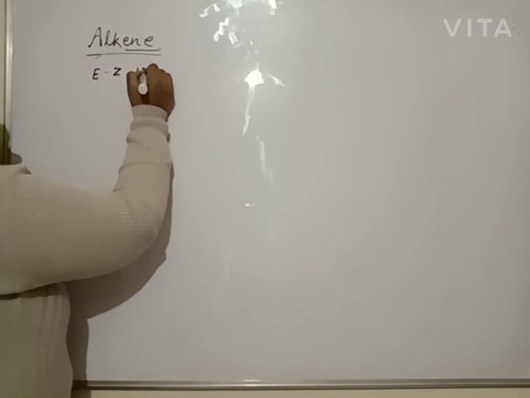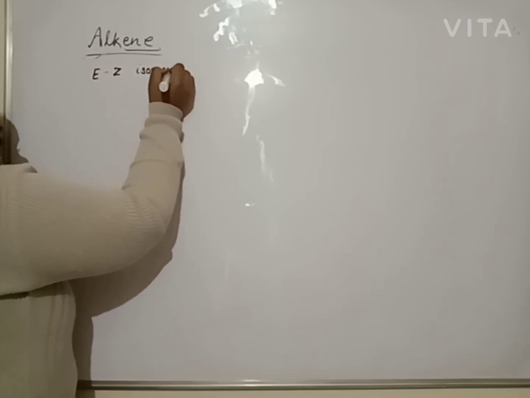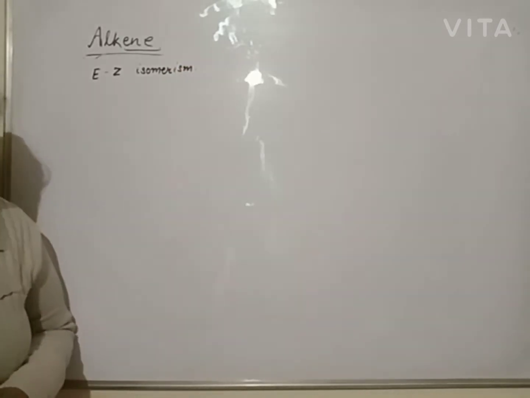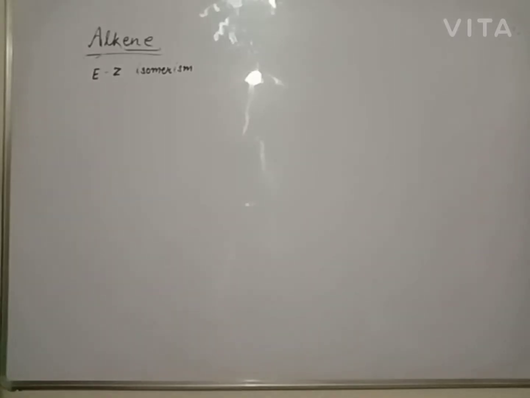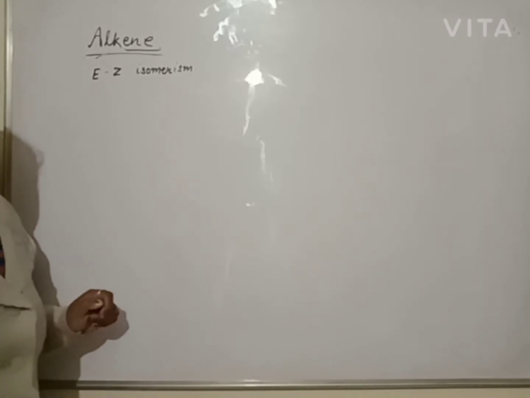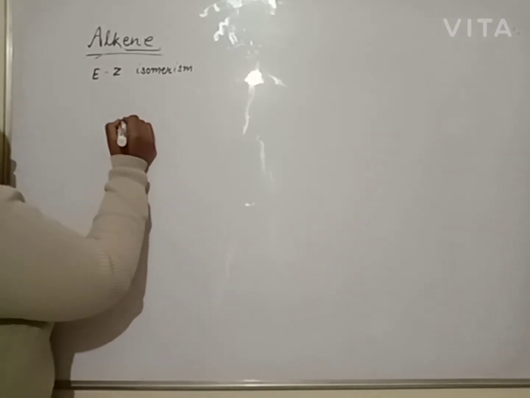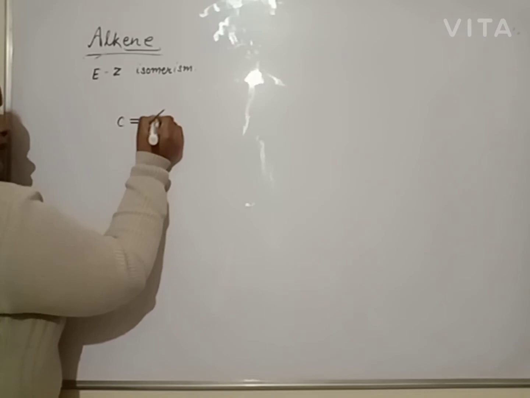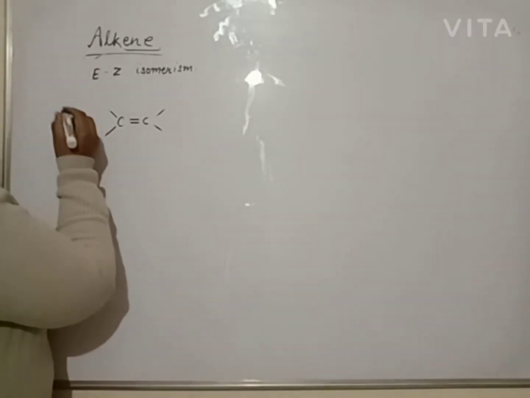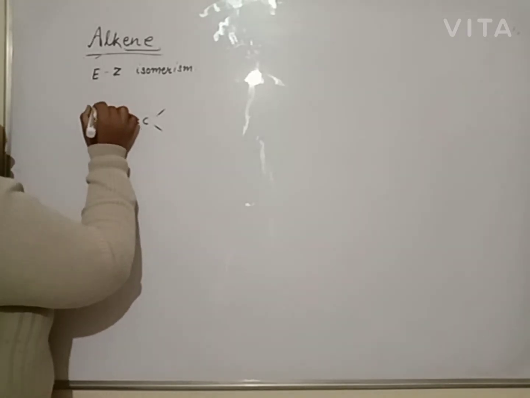EZ isomerism or EZ configuration. Beta, if all the 4 atoms or group of atoms attached to the double bonded carbon are different, then what happens? Then cis and trans isomers we can't say. We will check the priority. Suppose you have carbon, double bond carbon, and all the 4 valencies of these 2 carbons are filled by different atoms, like this one.